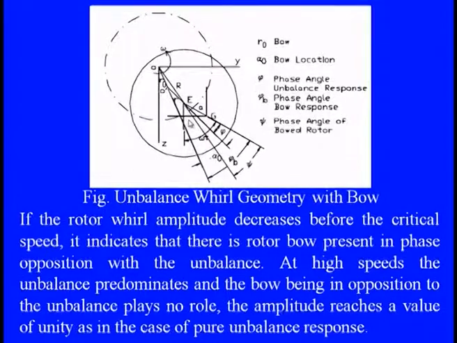And if we go towards higher rotor speed, then the unbalance predominates, and the bow, being opposite to the unbalance, does not play a critical role. The amplitude will reach its maximum when you have a pure unbalanced case. So when you have a bent or bowed rotor, the unbalance is a cause, and different kinds of exciting frequencies can appear.